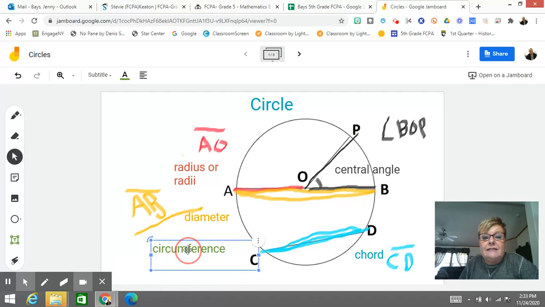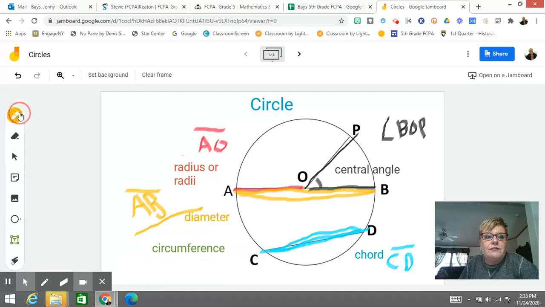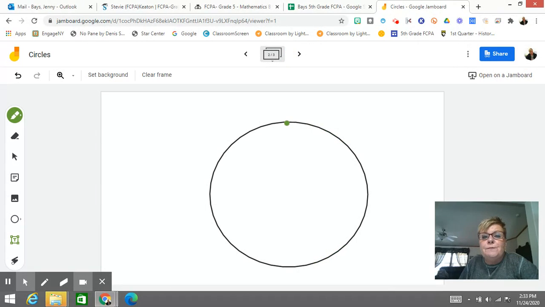And then the last word we have is circumference. Circumference is a big one, and it's hard for me to draw. A circumference is the distance all the way around the circle. If you measure the distance all the way around the circle, that's the circumference. You're going to learn how to measure those later on.